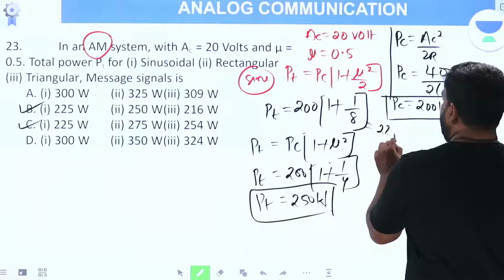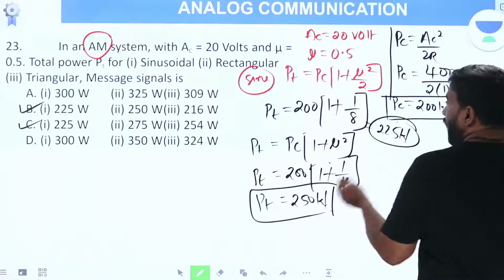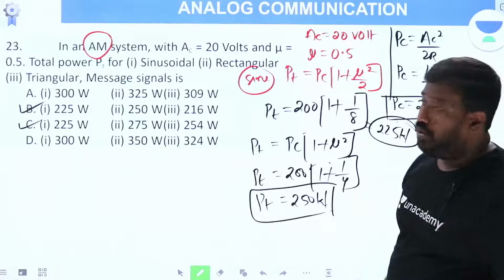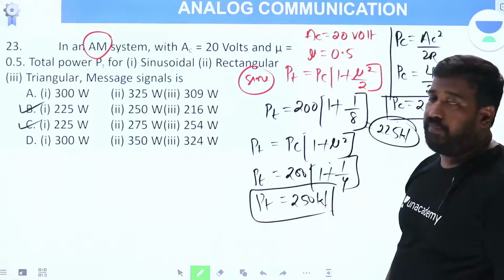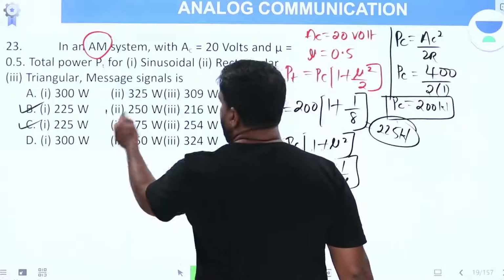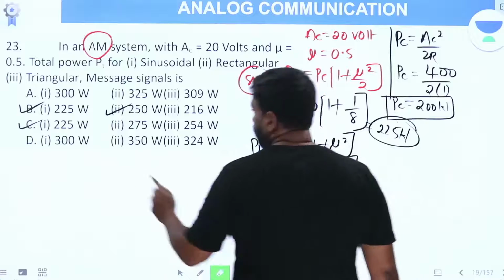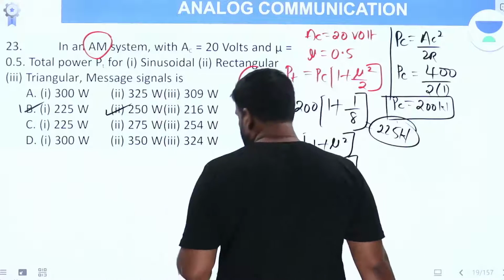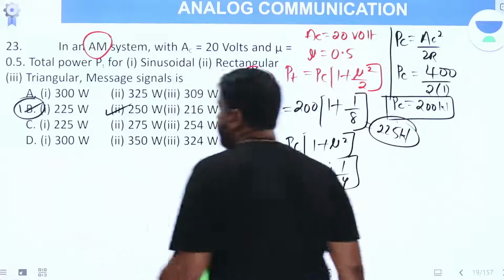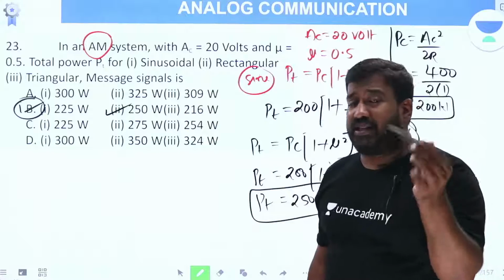This is 225 watt. And this is 250 watt. As I told you, options are different here. Elimination method. Only one option is having 250. You need not calculate the third one. Your answer is done. Option B is the answer. This will save a lot of time.